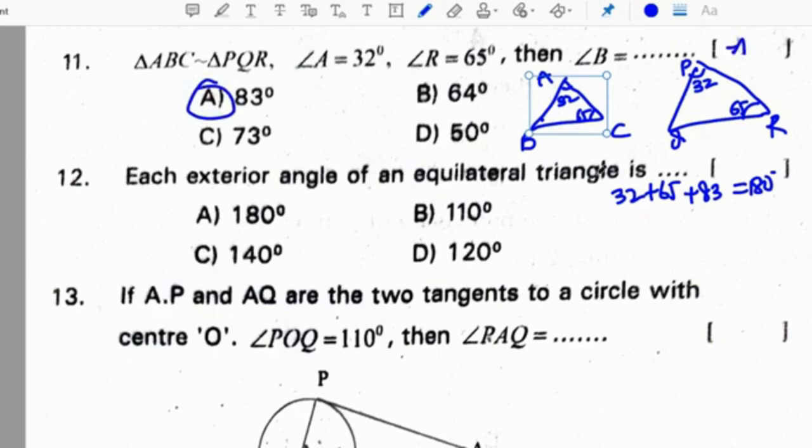Each angle of an equilateral triangle is 60 degrees. The exterior angle will obviously be 120 degrees because these two form a linear pair, meaning a straight line. 60 plus 120 gives you 180. So the exterior angle will be equal to 120.